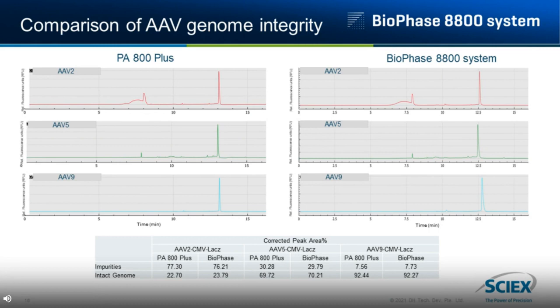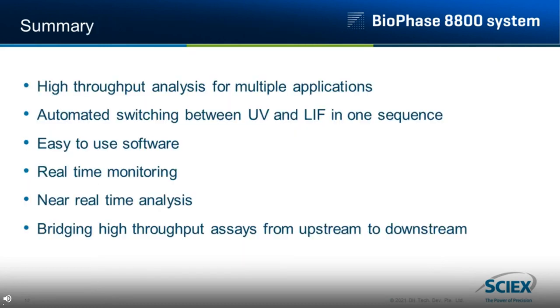To summarize, I gave a brief introduction of the BioPhase 8800 system and also showed a snapshot of multiple applications that can be supported by this platform. We have easy-to-use software with real-time monitoring on the touchscreen, and the system allows switching between LIF and UV detection modules, controlled by the software without a manual switch. And with the 8 capillary cartridge, one can not only speed up method development by parallel processing, but also do near real-time analysis.